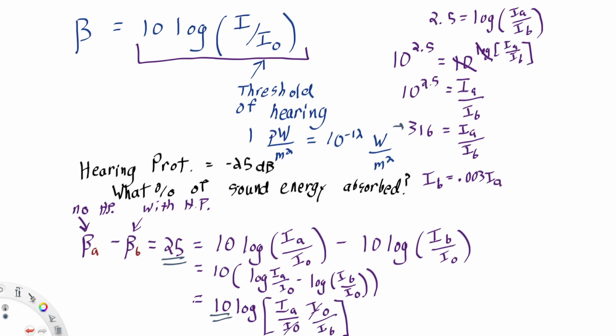I just have one more question. So to get the actual percent of sound energy, you just multiplied the 0.003 by 100% and then subtracted it from 100%? Yeah, that's right. Gotcha.